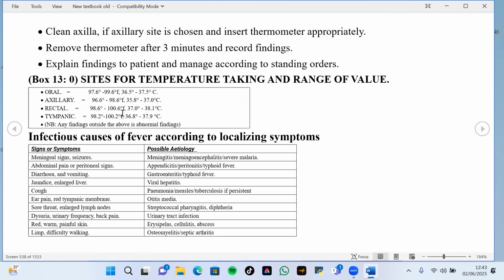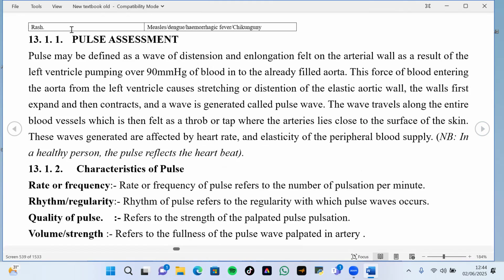You understand? For oral. Then for axillary, anything below 35.8 and above 37.0 is considered what? Abnormal. Although a lot of schools of thought can be considered, these are the basics. Then a lot of infections can lead to fever, but we're not going to look at that in this section. Now let's go into pulse.